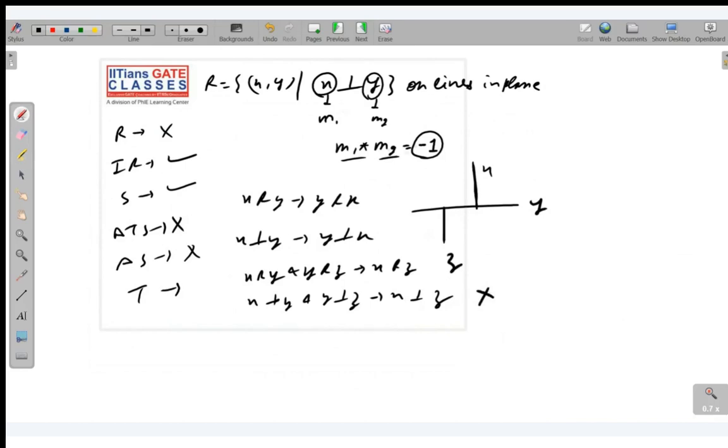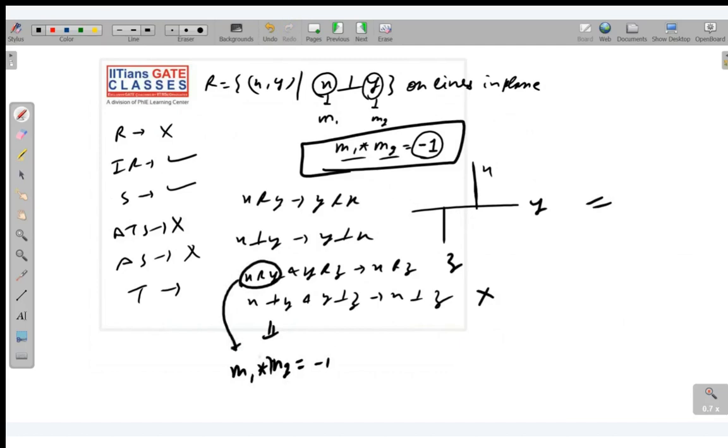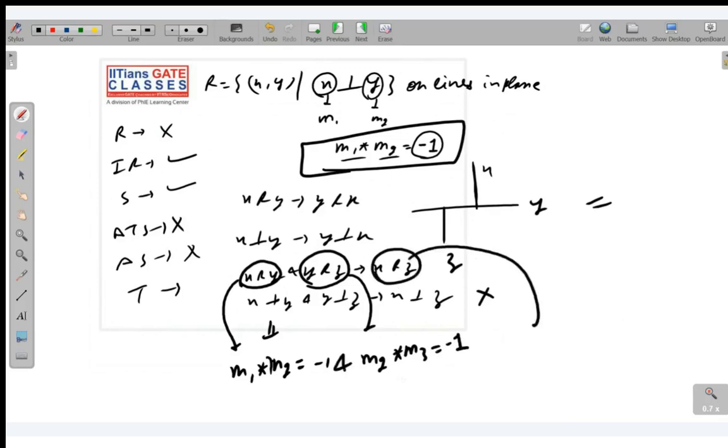And mathematically we can prove it. That is the beauty of mathematics. Now visualization we have done, so let me prove it mathematically. x perpendicular to y means m1 times m2 should be equal to -1. y related to z means m2 multiplied by m3 should be equal to -1. So from this and this we should conclude that m1 multiplied by m3 should be equal to -1.